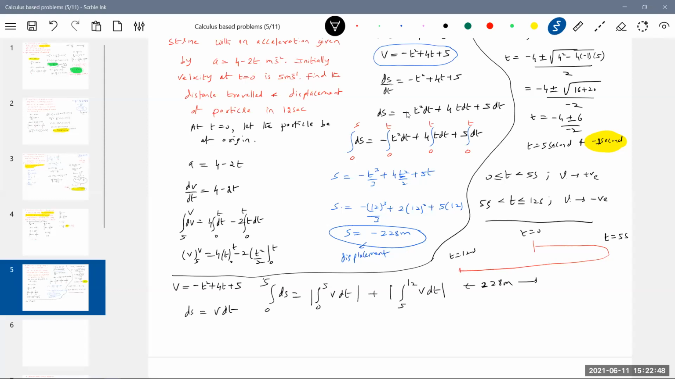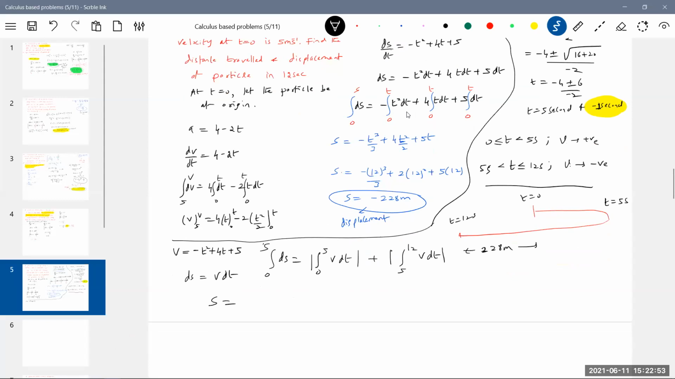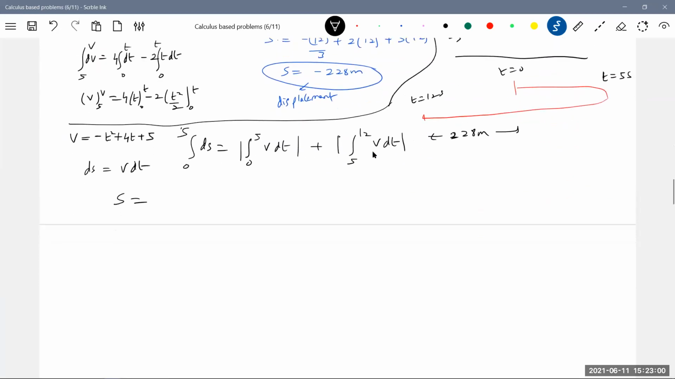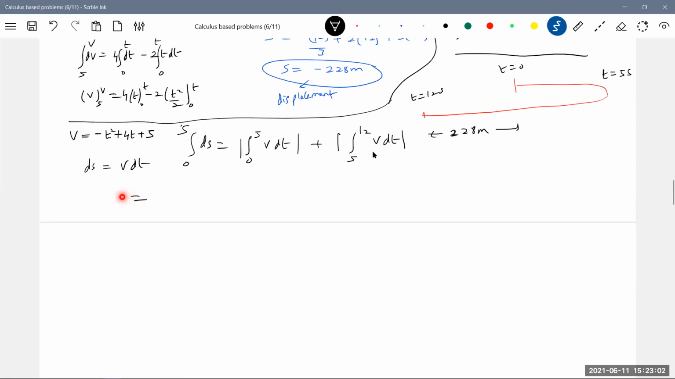Total distance covered. This will be S is equal to, now I'll proceed here. Okay, now you can see things clearly. Now we'll get into the calculation part. S is equal to, what is the value of v? Minus t square plus 4t plus 5, dt, 0 to 5.